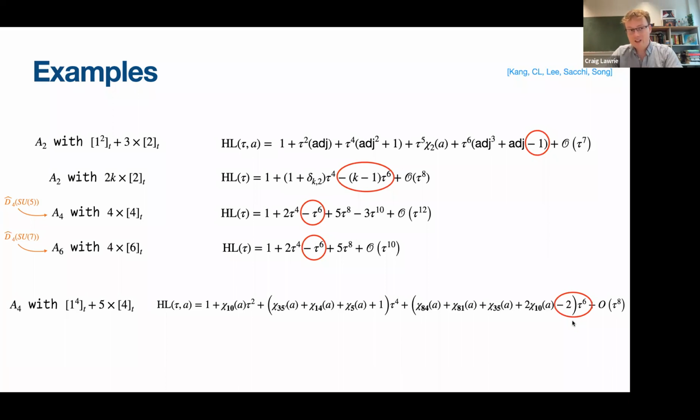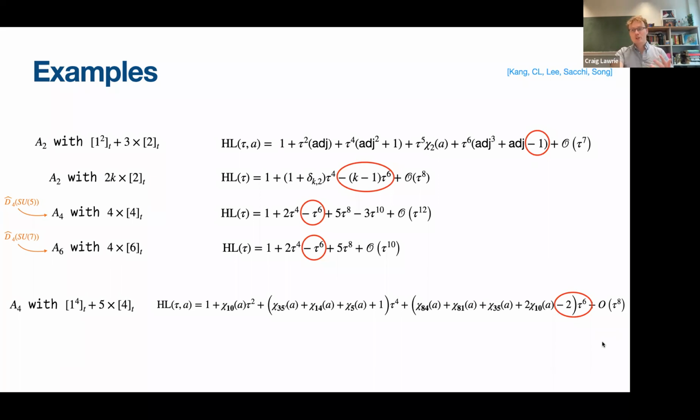So one subtlety that you have to think about is that if you considered the unrefined index, i.e. the one where you turn off the flavor fugacities, then the coefficient of tau to the 6 would be whatever 84 plus 81 plus 35 plus 10 minus 2 is. And that's a positive number. So you wouldn't see this subtlety unless you actually compute the fully flavor refined index.